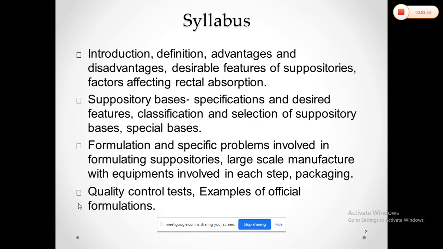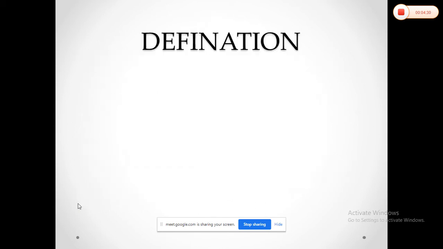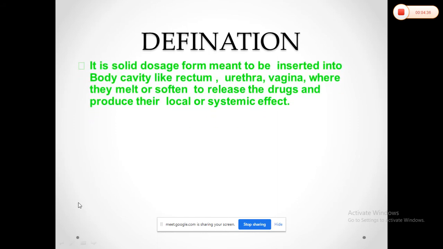Suppositories are a solid or semi-solid dosage form of a medicament which is inserted into a body cavity. What comes to our mind with suppository is that the medicament is only inserted into the rectum. That is the simple thing that we think. But basically, suppository is derived from the Latin word suppositus, which means to place under.